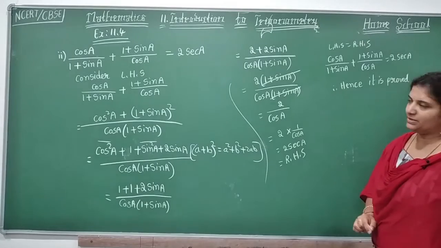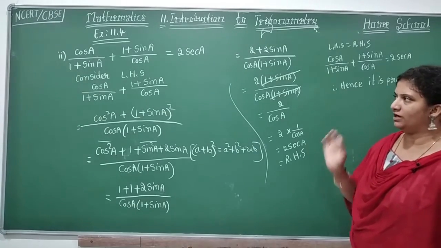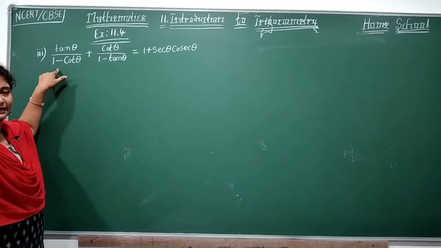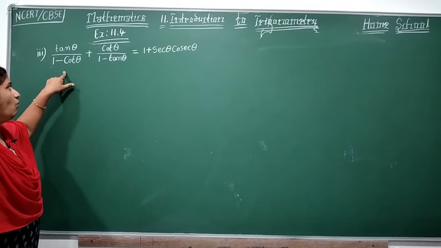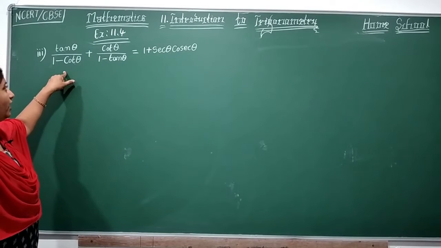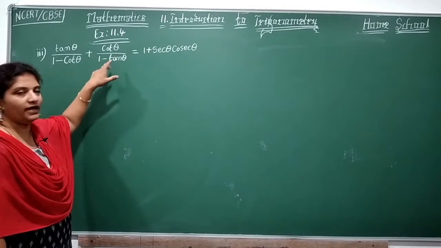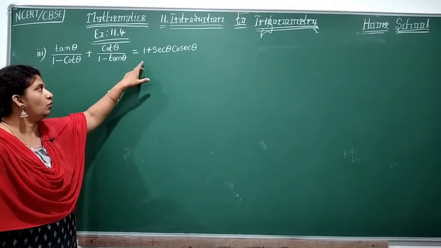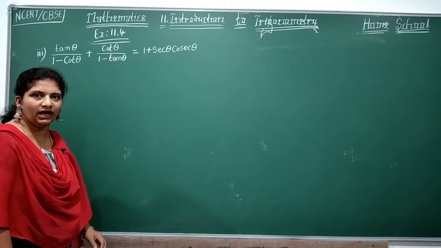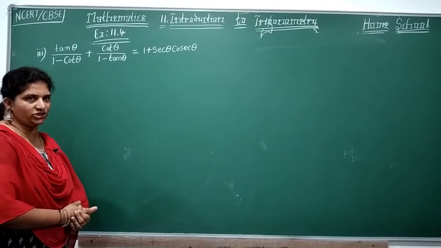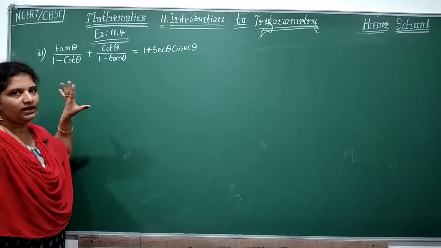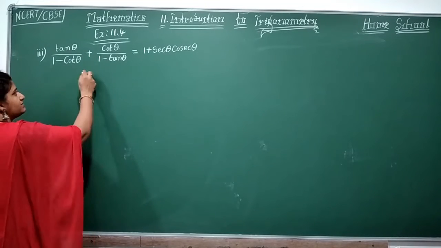Hence, it is proved. With this, you need to end your problem. Okay, your third problem, children. Tan theta by 1 minus cot theta plus cot theta by 1 minus tan theta is equal to 1 plus secant theta cosecant theta is your question. So, it is looking lengthy, children. Let's start writing here. Consider.